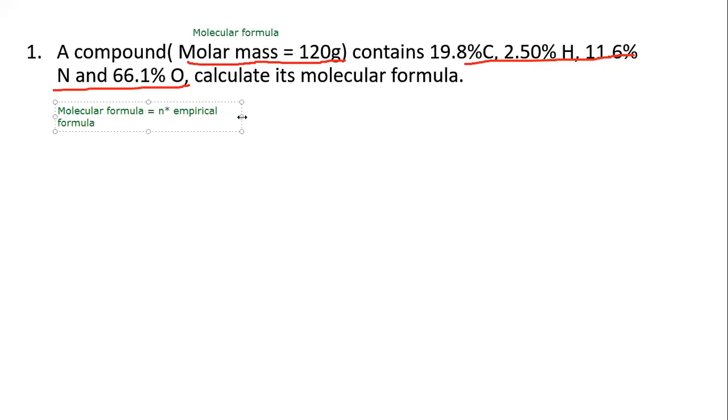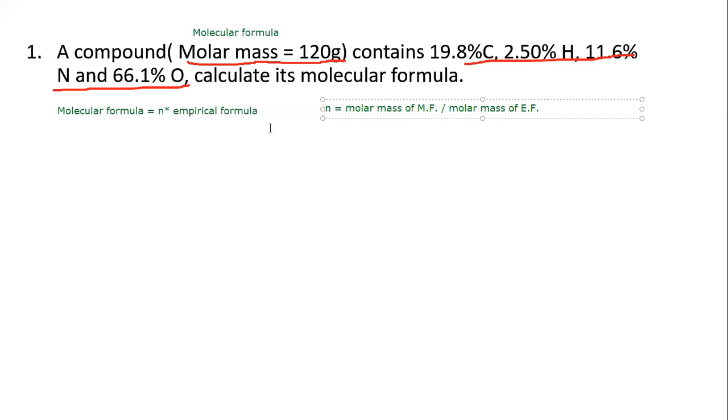And so this is what you need in order to determine the molecular formula. You need n and you need the empirical formula. And so n is a ratio between the molar mass of the molecular formula, I'll use MF, divided by the molar mass of the empirical formula, EF. So once we know the ratio of the molar masses between the molecular and empirical formula, we can find n. Right now we can't find n because we don't know the empirical formula.